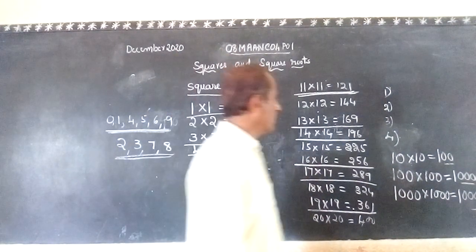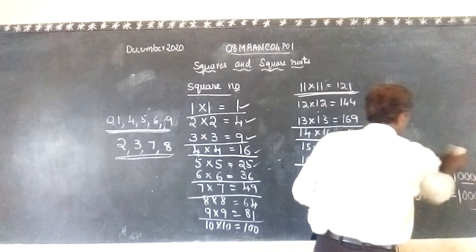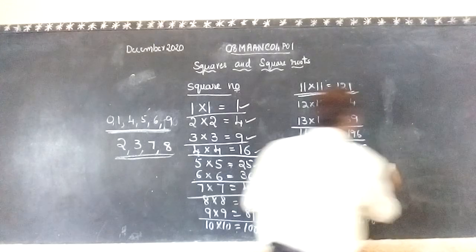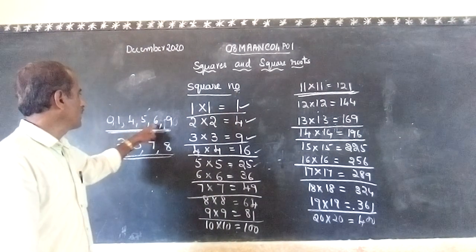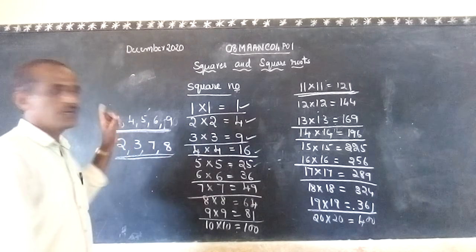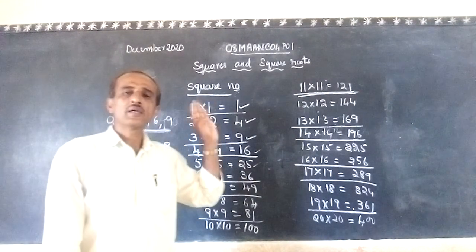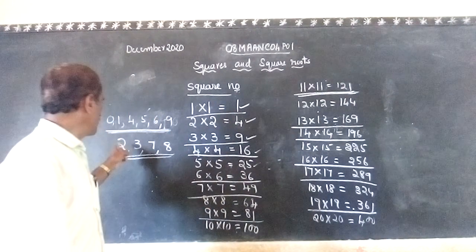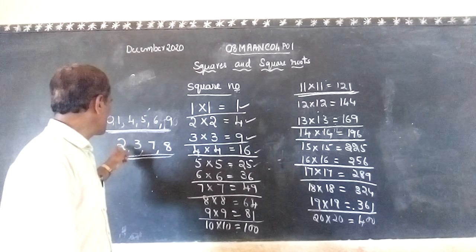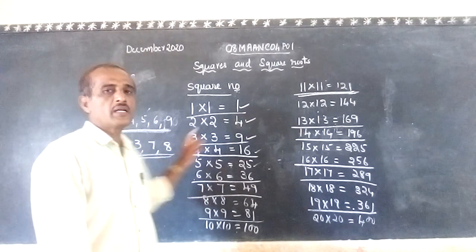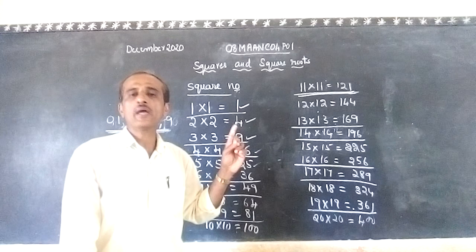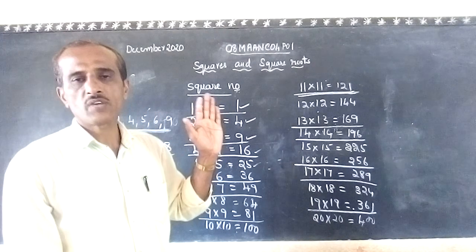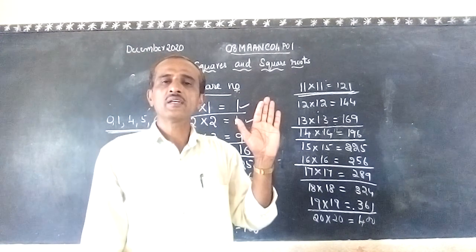Now, how can we identify whether a number is a perfect square or not? If a number ends with 0, 1, 4, 5, 6 or 9, it may be a perfect square. If there is 2, 3, 7 or 8 in the unit place of a number, it is not possible for it to be a perfect square. So these are some of the properties of the perfect squares.